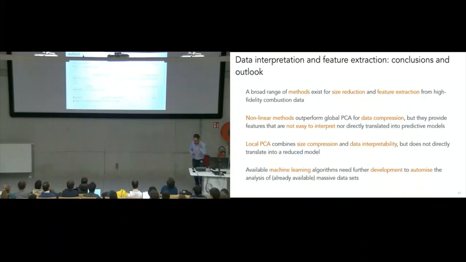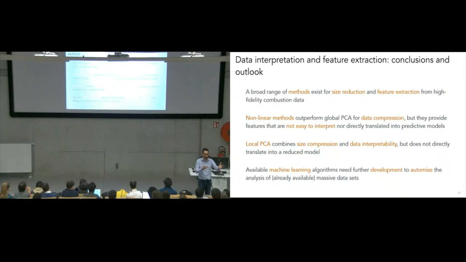Okay, so to conclude this part, we have a broad range of methods for size reduction and feature extraction. Nonlinear methods, of course, outperform PCA in terms of accuracy for a given number of dimensions, but I personally think they're very difficult to interpret and they cannot be directly translated into predictive models. What I like of local PCA and locally linear models that were presented before is that they combine size compression and interpretability. Of course, they also have problems of being translated directly into models because you have different regions that have to talk to each other.